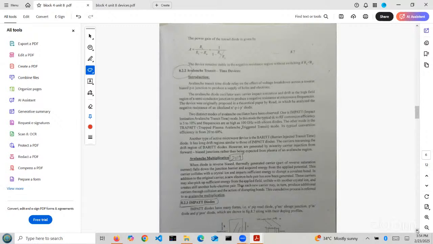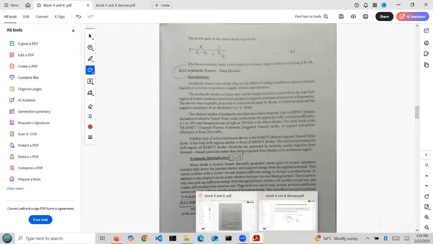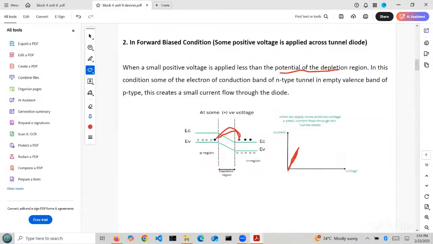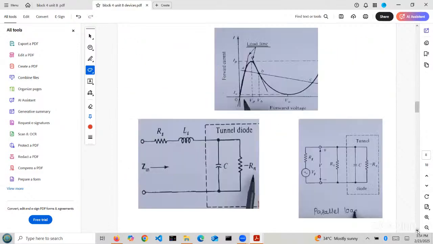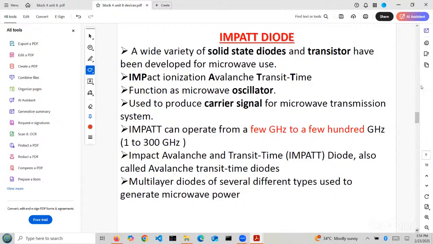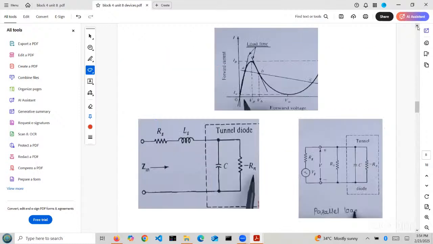Now next, come to the impact diode. What is the next topic, an essay we can expect? Impact diode. In this slide, only graphs are given, but for the derivation part, refer to the textbook only. Only the graph is mentioned in this PPT.